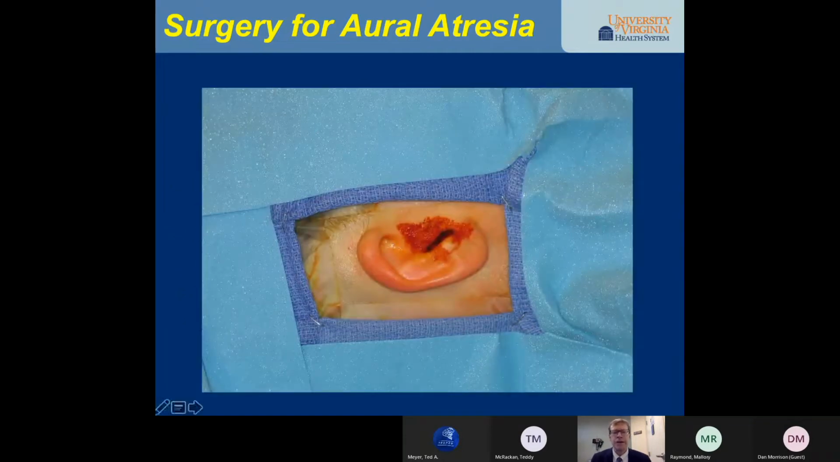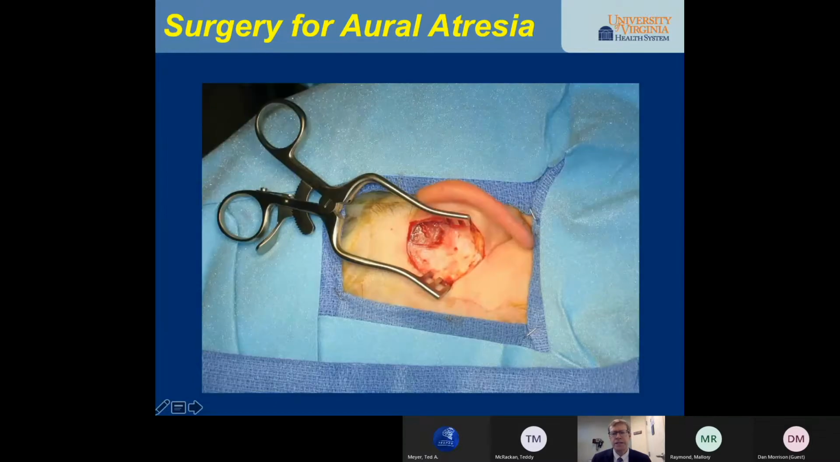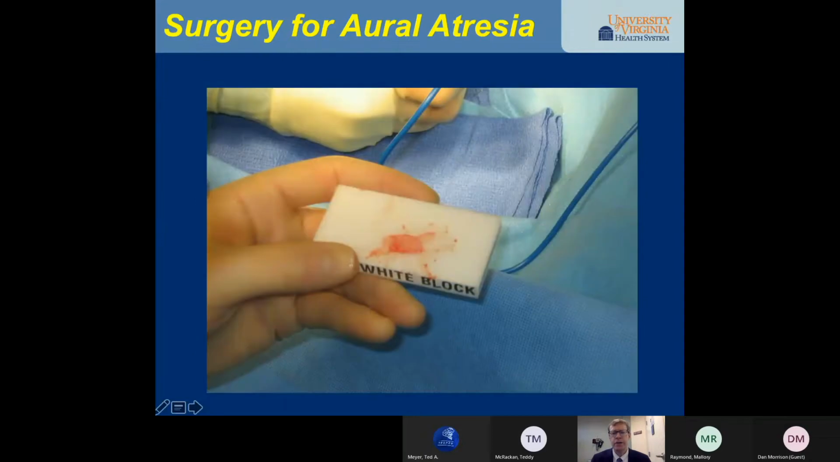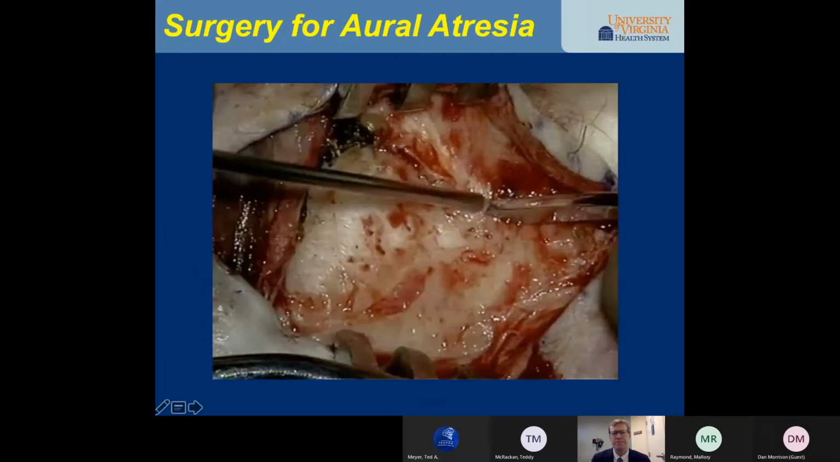All right, so this is a child with grade 2 microtia. You'll have to trust me, there is absolutely no ear canal. So complete atresia of the ear canal. We make a standard postauricular incision. We harvest temporalis fascia like we would for a chronic ear. We scrape the fascia out on the Teflon block to prepare it for eardrum grafting later on.